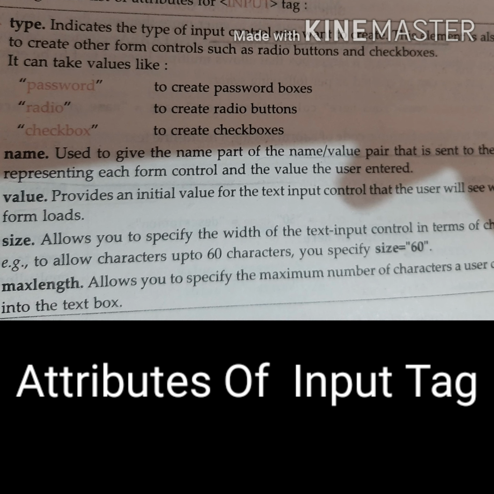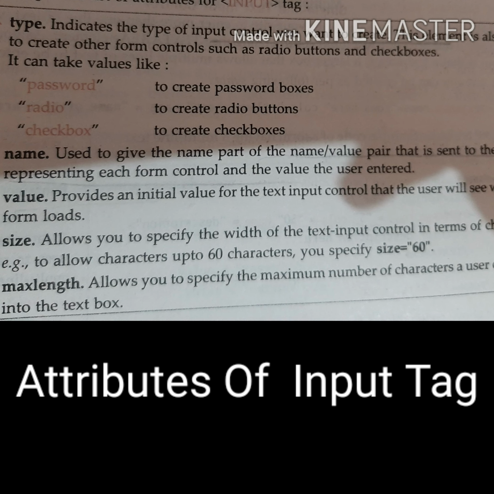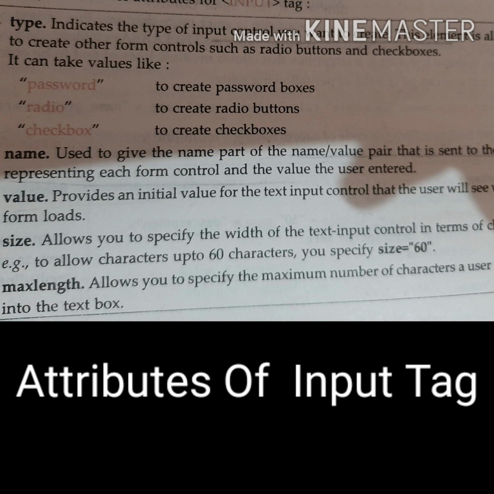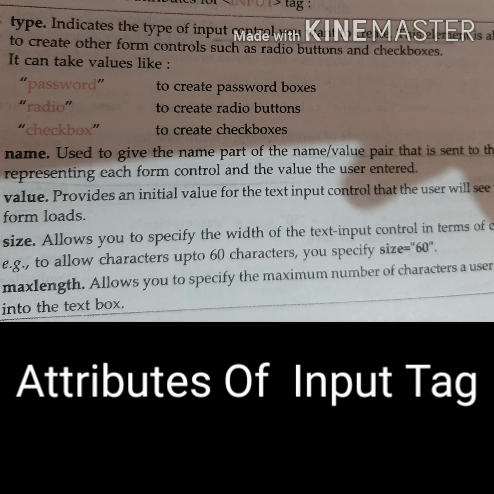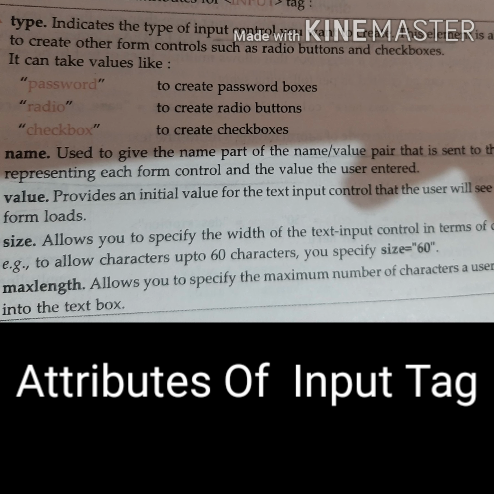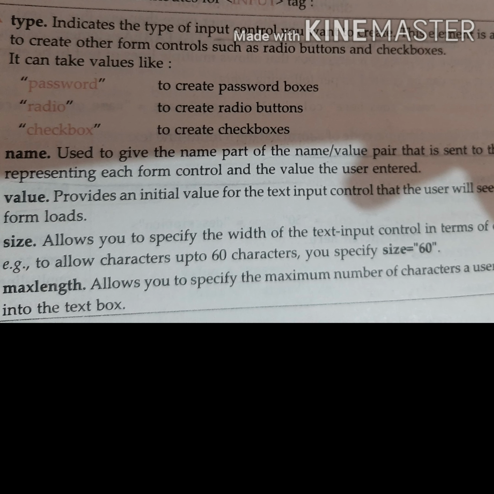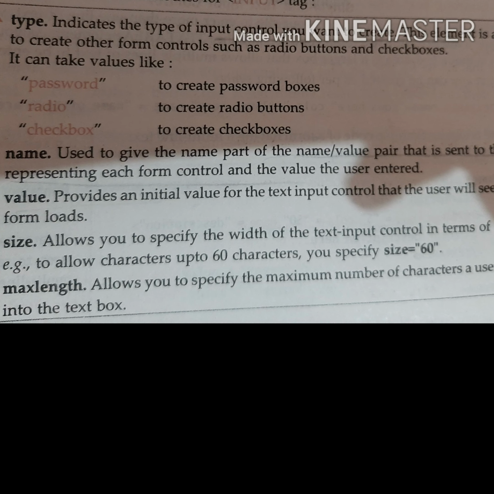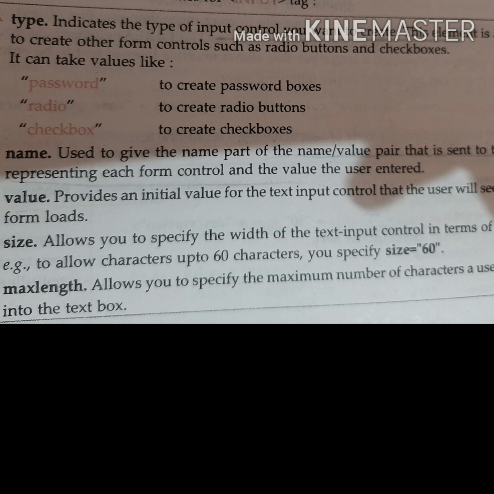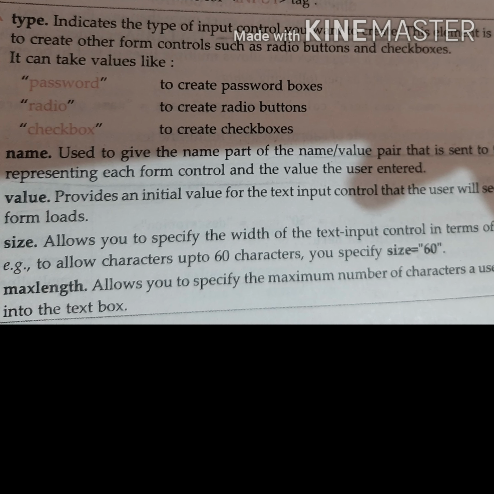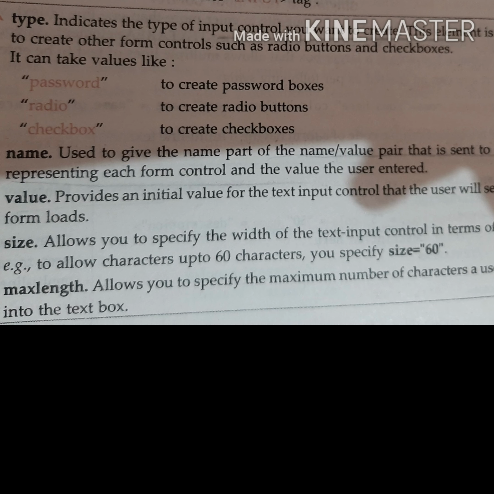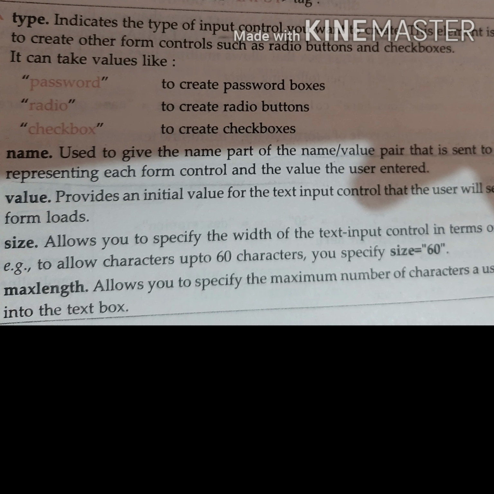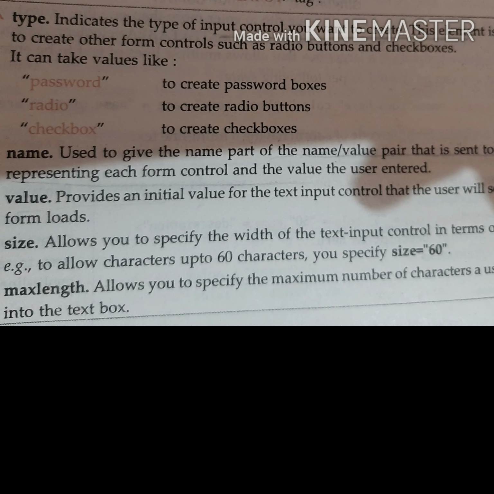Size attribute allows you to specify the width of the text input control in terms of characters. For example, if you want to allow only 60 characters in a text box, you can specify size equals to 60. Maxlength attribute. It allows you to specify the maximum number of characters a user can enter in a text box. So if you exceed this limit, the user will not be allowed to input.